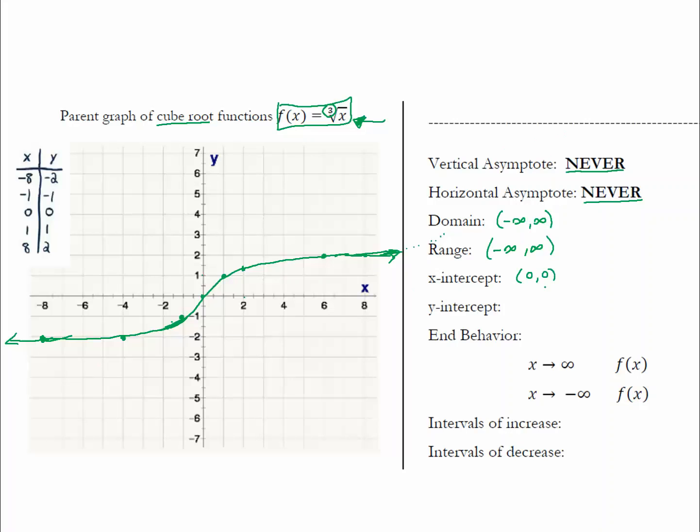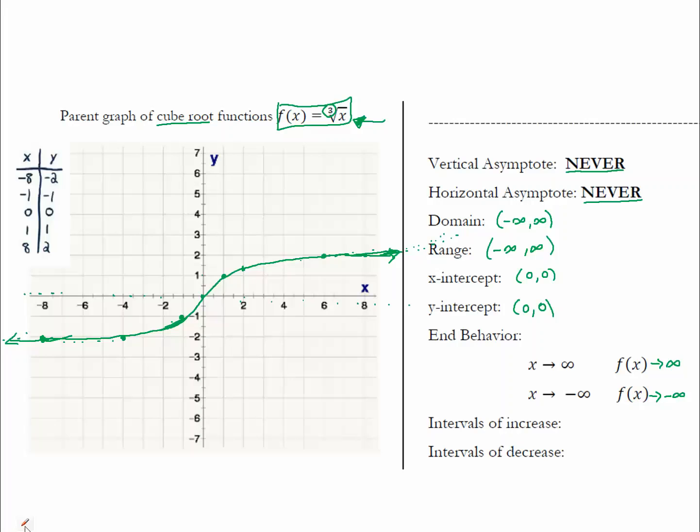For the x-intercept, we have the origin. For the y-intercept, we have the origin. And end behavior: as x becomes bigger, the function becomes more positive, or approaches +infinity. As x becomes more negative, the function is becoming more negative. See? So we say it is approaching -infinity.